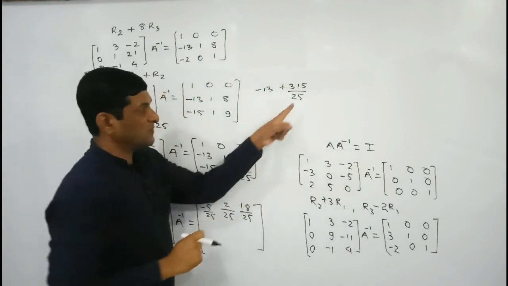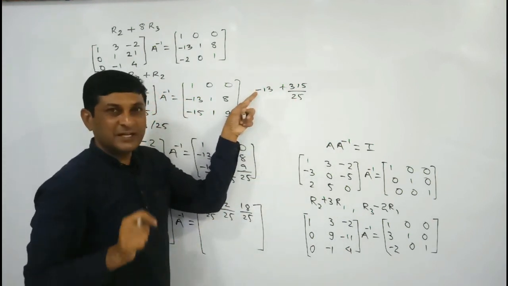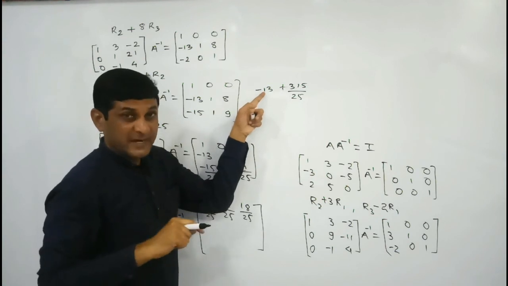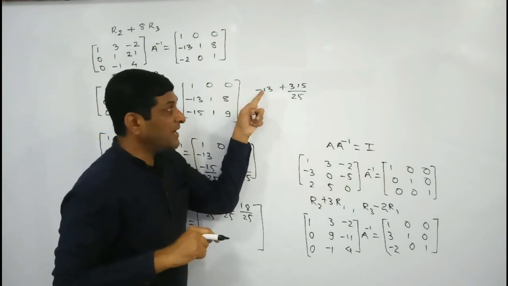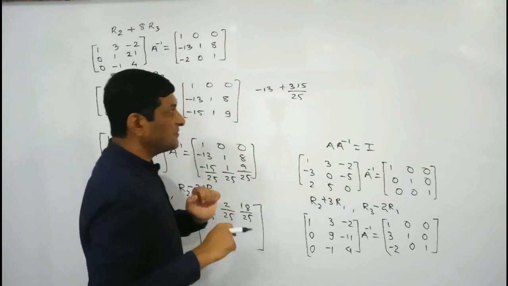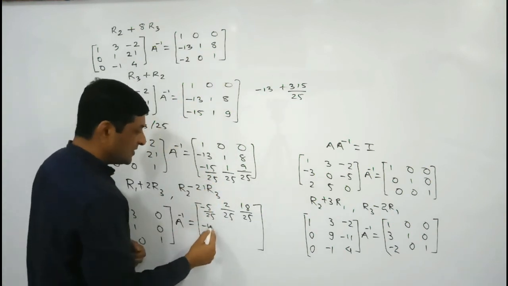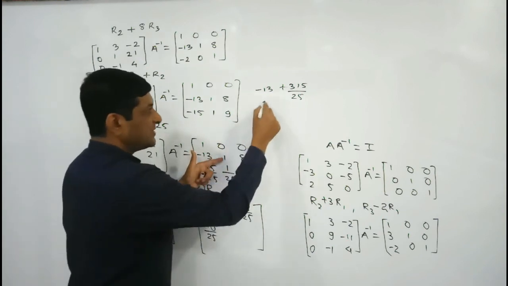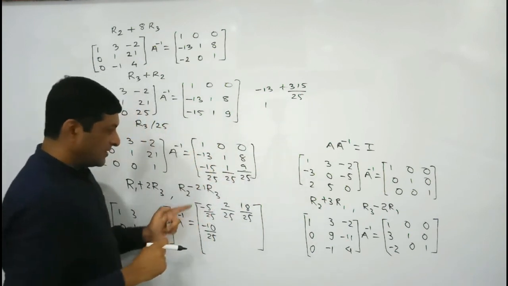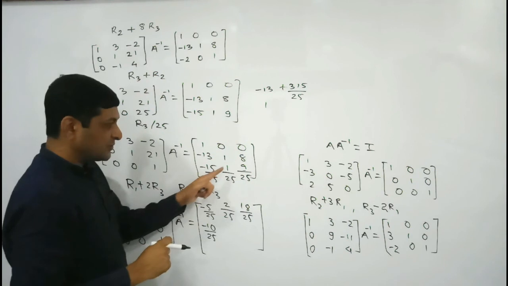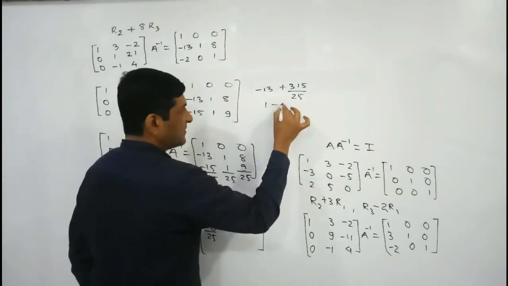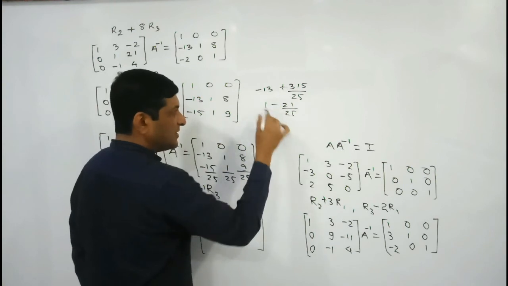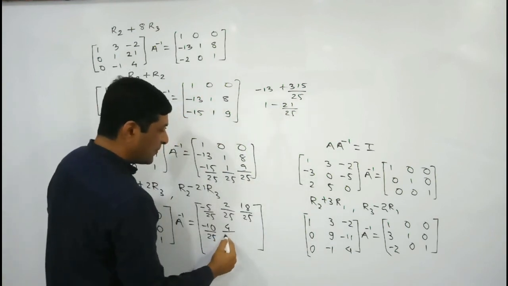Keep it as it is. 25 into minus 13 will be equal to minus 325, minus 325 plus 315 will be equal to minus 10. So here we are getting minus 10 upon 25. Here the next element is 1 and we are multiplying R3 by minus 21. So here minus 21 upon 25, minus 21 upon 25. So 25 minus 21 will be equal to 4 upon 25.